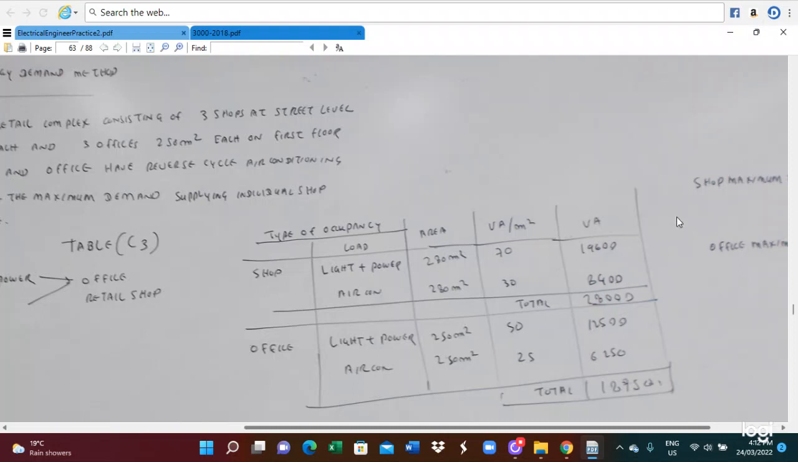For the air conditioning, the dimension is 280 meter square and 1 meter square is 30. So we substitute and multiply 30 by 280, and you get 8400.